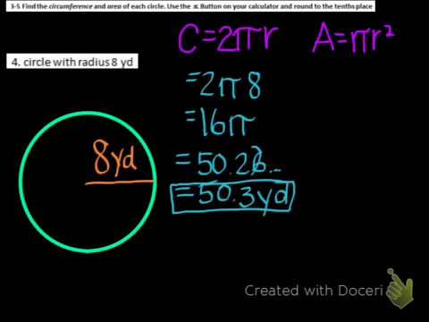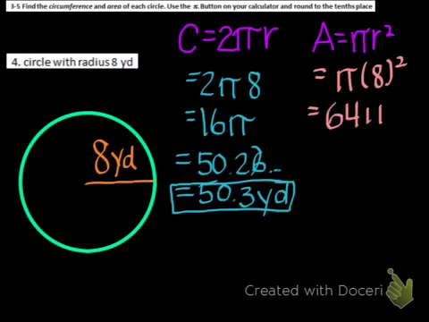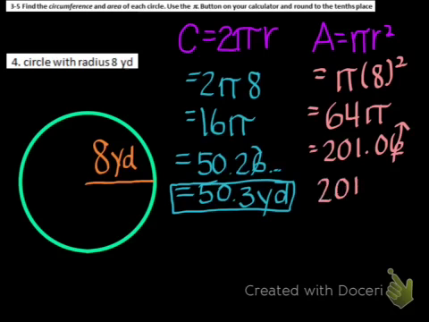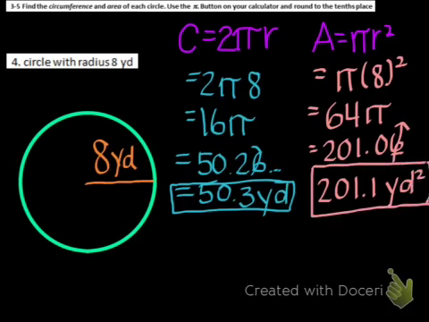And now to do our area, we're going to start our substitution by bringing down pi, but for radius, we know radius is 8, so we're going to be squaring 8. 8 times 8 is 64, so for this calculation, we're using 64 times our pi button, and we end up getting 201.06. So 6 is bigger than 5, so we're going to go up. So it becomes 201.1. And again, area is always in a measurement that's squared, so square yards.